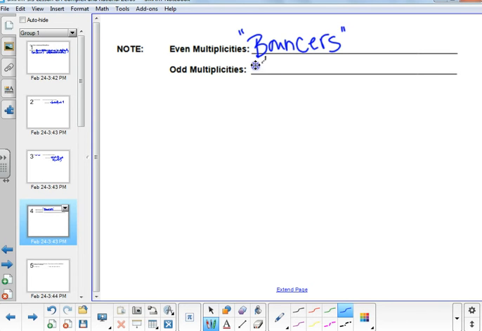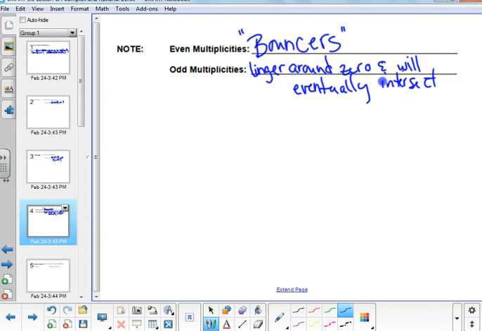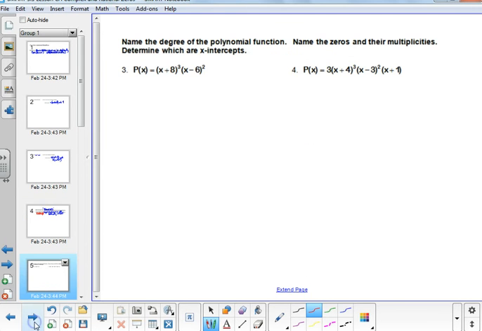And odd multiplicities will kind of linger around the 0, and they will eventually intersect. So if you have an odd multiplicity, you will have an intercept. Can't write today. Excuse my writing.